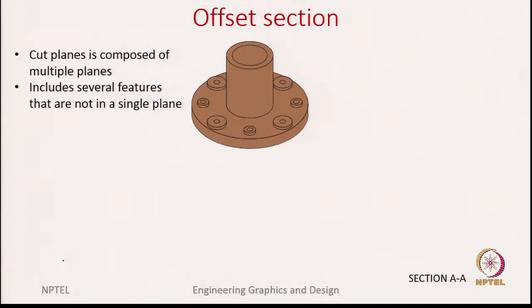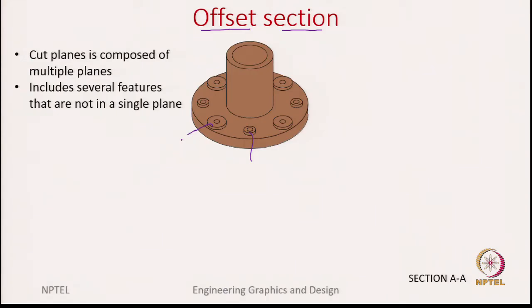Okay. So, now we come to a different category where we are mentioning the offset sections. So, how are these different from the previous? So, let us look at this example. As you can see, though there is symmetry, there are two features which we want to show. For example, there is a bigger hole and a smaller hole. So, we want to show both these details using sectionings.